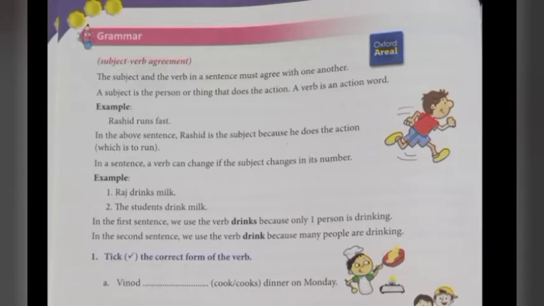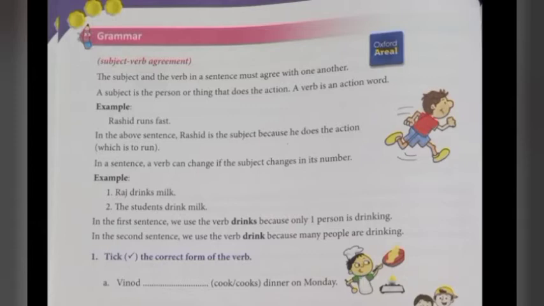Okay. So what is a subject and what is a verb? I think you all know what is a subject. So subject is the doer of the action, right? The one who does the action is subject and the action is verb. For example, here is given, right? Rashid runs fast. Here who is the doer of the action? Rashid. What is the action done by Rashid? Runs. So Rashid is subject and runs is verb.